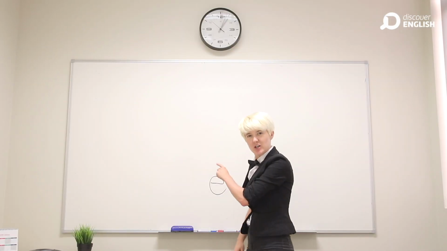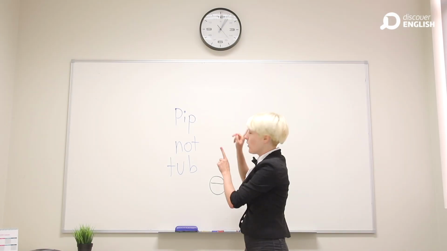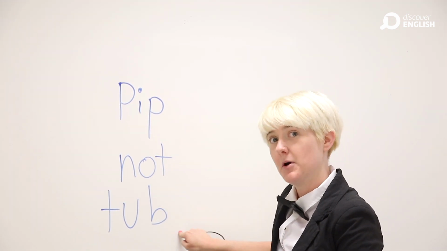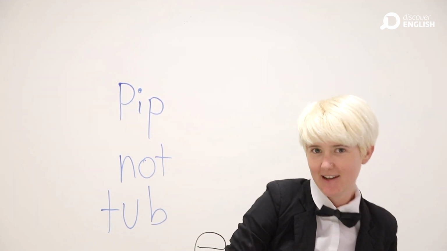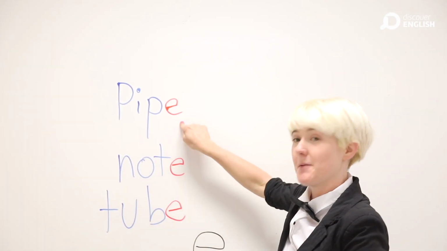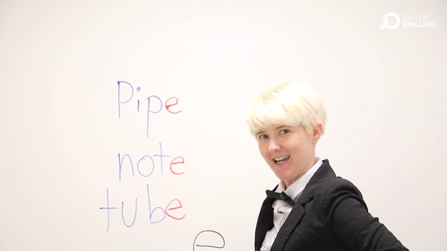Let's try using the magic E with some other vowel sounds. Watch what happens to the words pip, knot, and tub when I add a magic E. Those words now become pipe, note, and tube, and that's the magic E.